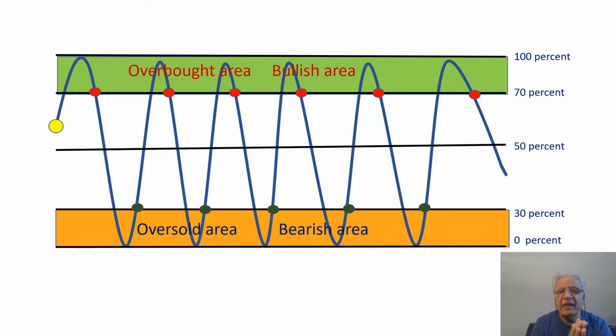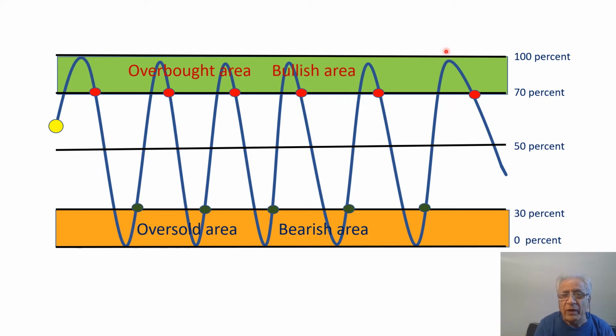RSI is defined in percentage between 0 and 100. When it's 100, it means all the market power is in the hands of buyers only. When it's 0, it means all the market power is in the hands of sellers only. It has two boundaries, 30 and 70, which you can vary yourself, for example 20 and 80. There is also another boundary, which is 50. When the price is on the 50 line, it means buyers and sellers have the same power.